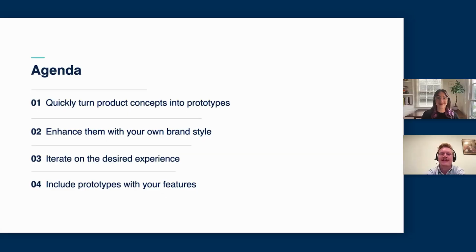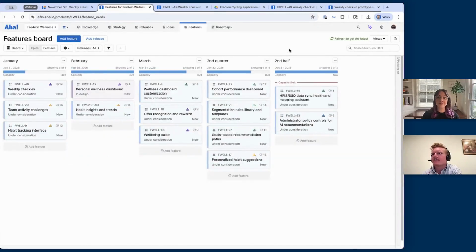Yeah, thanks, Sarah. So I'm excited today to help you learn how to quickly turn product concepts into prototypes, enhance them with your own brand style, iterate on the desired experience, and include prototypes with your features. Now, before we dive in, we want to go over the AI assistant for anyone who needs a quick recap. You might have already used it to generate meeting notes or draft release notes, but it can do so much more than that, including, as you might have guessed, prototyping as well.